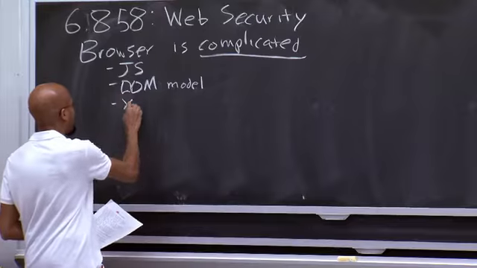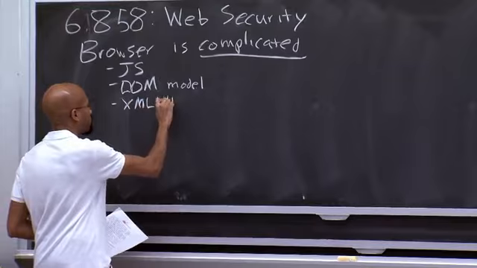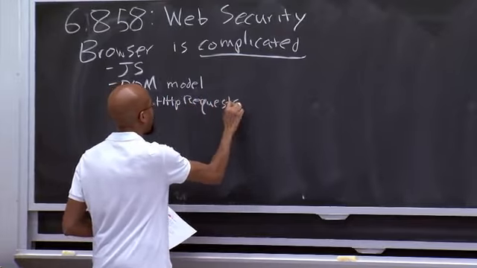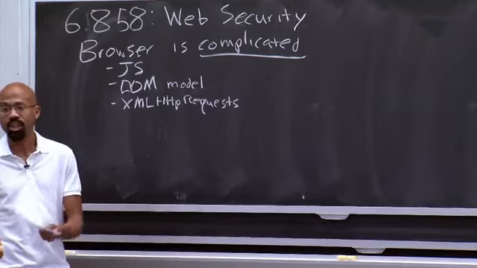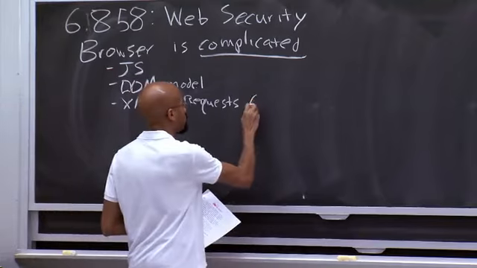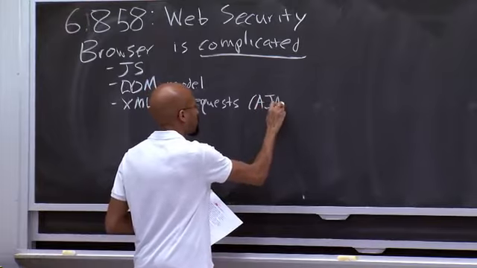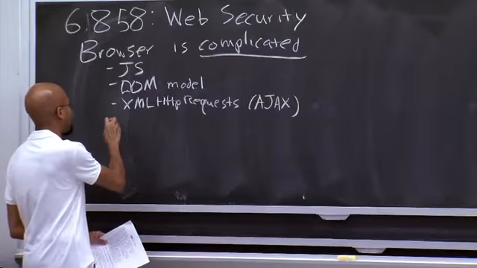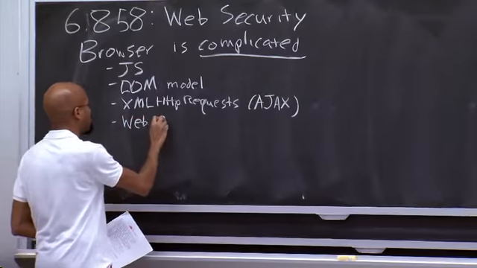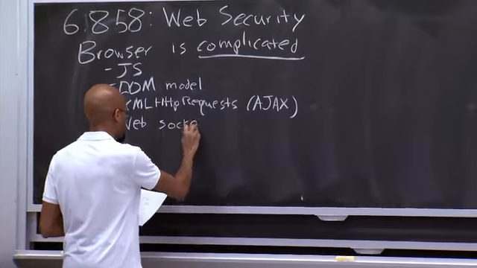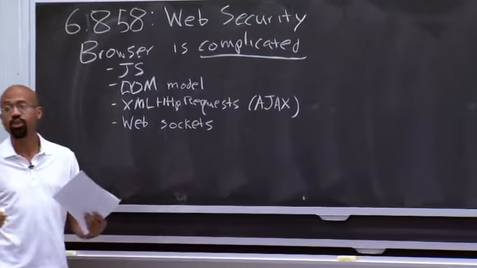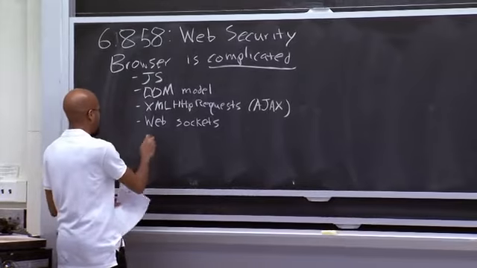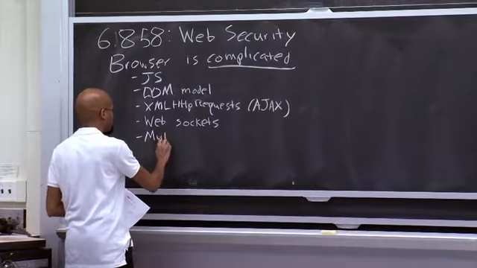There's XML HTTP requests. These are basically a way for JavaScript to asynchronously fetch content from servers. You may also hear XML HTTP requests referred to as AJAX, or asynchronous JavaScript fetching. There are things like WebSockets. This is actually a recently introduced API. So WebSockets essentially allow full duplex communication between clients and servers, right? Communication going both ways.